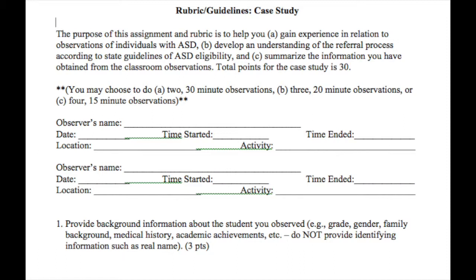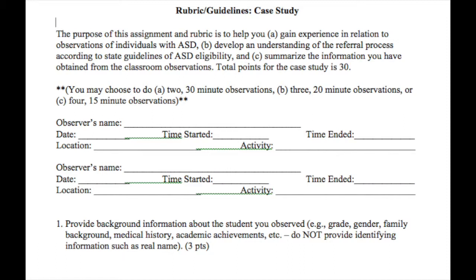And then this assignment is also supposed to help you gain an understanding of the referral process for a student with ASD, so you might need to talk with other professionals who have evaluated the student to get an idea of their perspective. And then it's also to summarize the information that you learned from the observations, and that's what you'll be writing up.